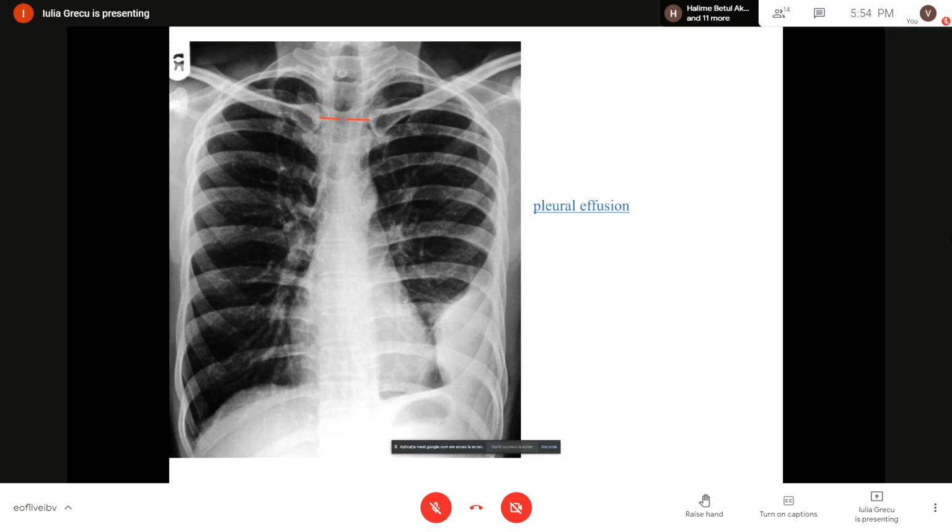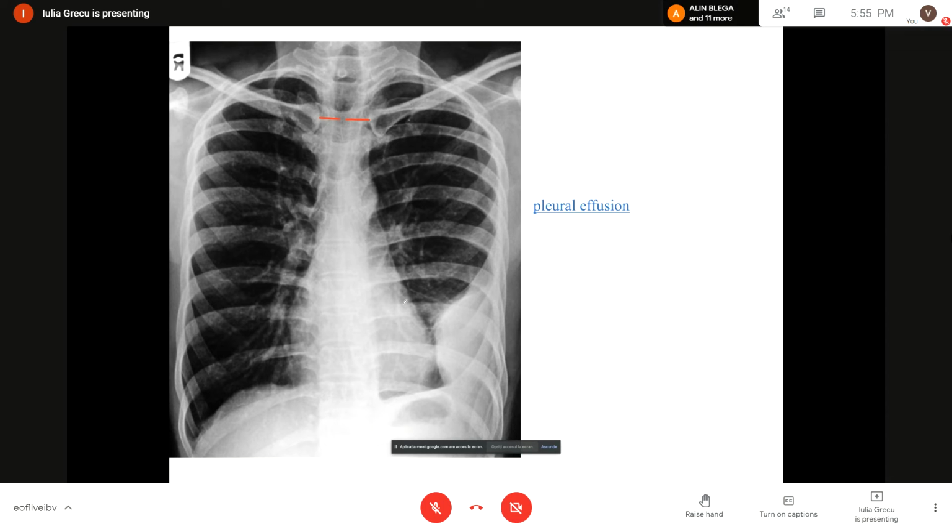How would you describe the opacity? When you describe an opacity, it doesn't matter the kind, or where it's located, or which kind of film you are looking at. You have to describe these particular features: its location, its approximate dimension, if you can do that. I will show you how in a few minutes.